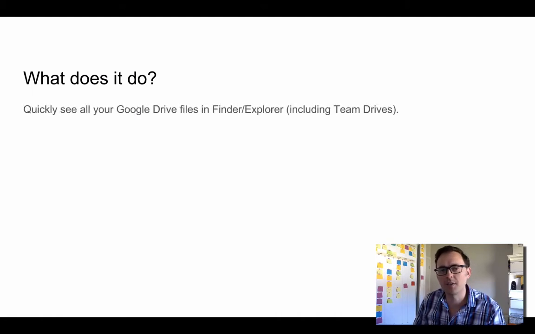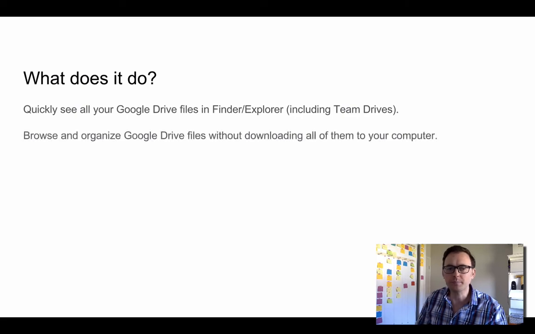And what it does is it mirrors all of the file listings and the folders that you have in Google Drive or you have access to back to your computer so that you can see them in Finder on a Mac or Explorer in Windows. And that's pretty much what you have now, except for the fact that the data actually isn't there. It's just a file listing. You can browse and organize them, but none of them get downloaded to your computer.